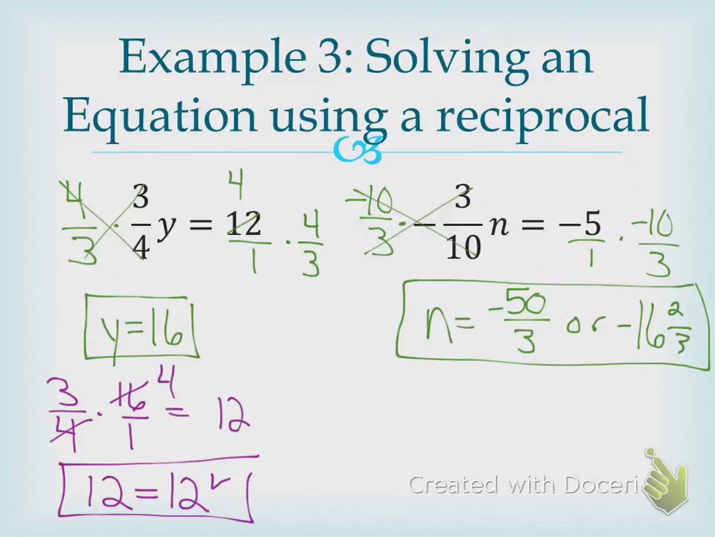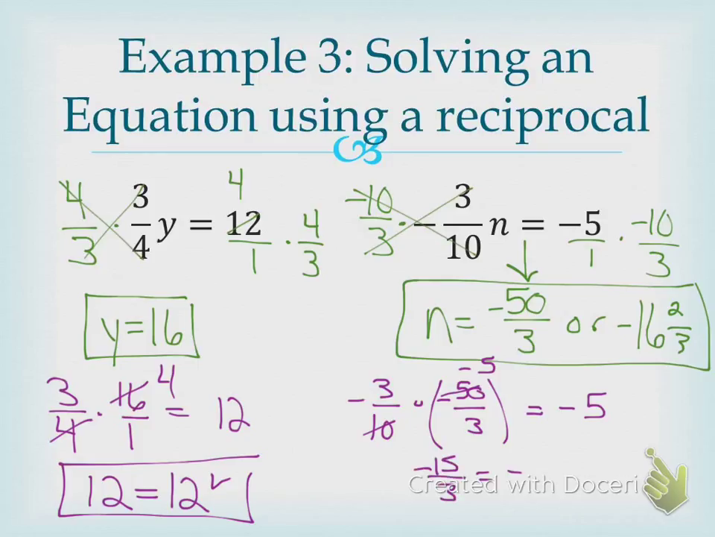All right, and then, yes, we would check it. But honestly, guys, I'm fine with you just leaving it an improper fraction, because when you plug it back in to check, you're going to have to change it to an improper fraction. So if you do negative 3/10 times negative 50 over 3 to see if it equals negative 5, we're going to reduce this to negative 5, and that'll be negative 15 over 3 equals negative 5. Like I said, these are a little bit more of a pain to check. But yes, negative 5 equals negative 5, and it checks out.